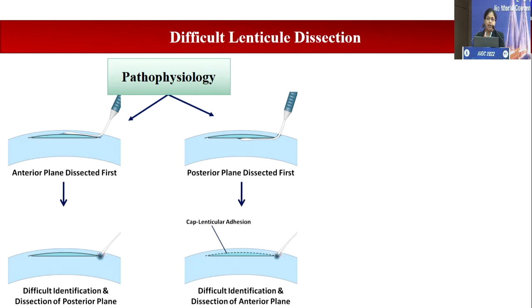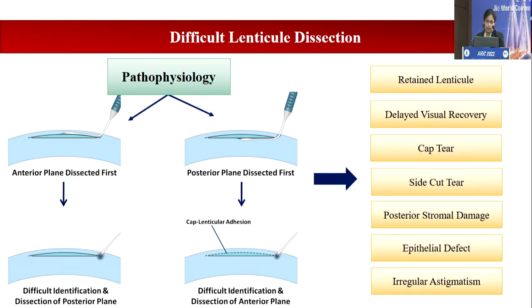Then coming to the main complication during lenticule dissection and extraction, difficult lenticule dissection and cap lenticular adhesion is the major issue. Conventionally, we dissect the anterior plane first, then the posterior plane. Novice surgeons, of course, may have difficulty identifying the posterior plane as well, especially in thin lenticules. If you dissect the posterior plane first, you end up with a cap lenticular adhesion in which, since there is no posterior stromal support anymore, the lenticule is stuck to the overlying cap.